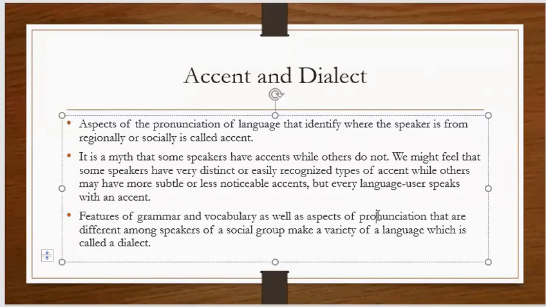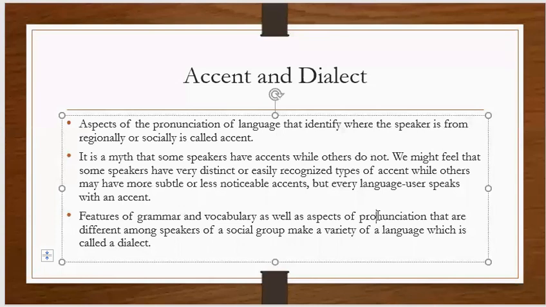A language is never homogeneous; rather, it is heterogeneous across regions or across social classes. We'd see that people speaking a language in one area are using different vocabulary items, and they are also using some different grammatical features. They also have some different pronunciation as compared to the same language spoken by people of another region, right?